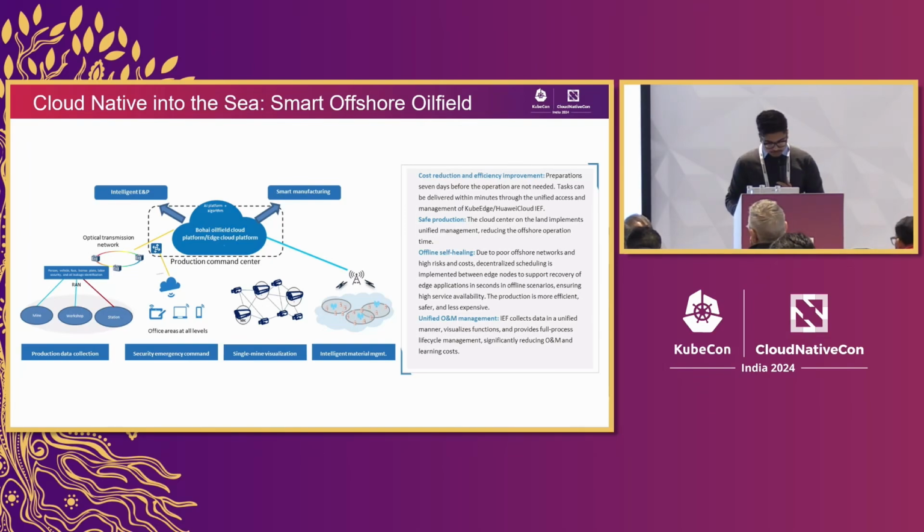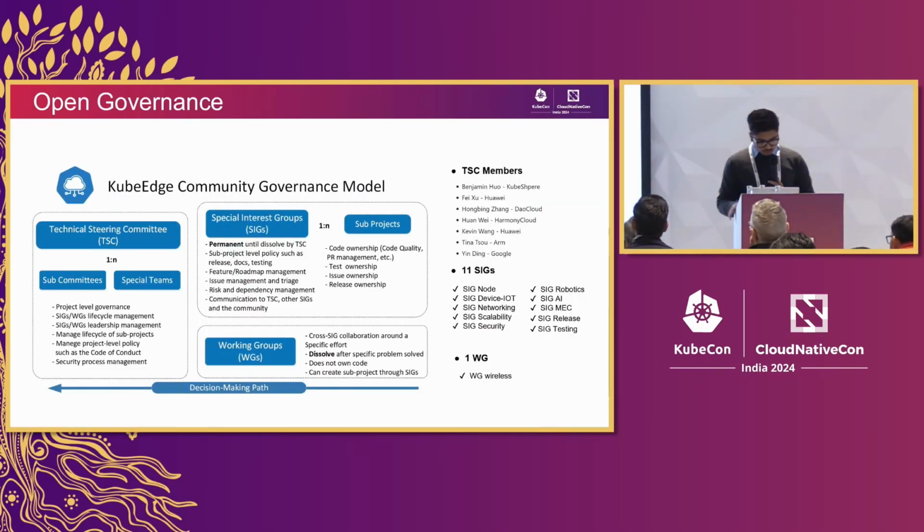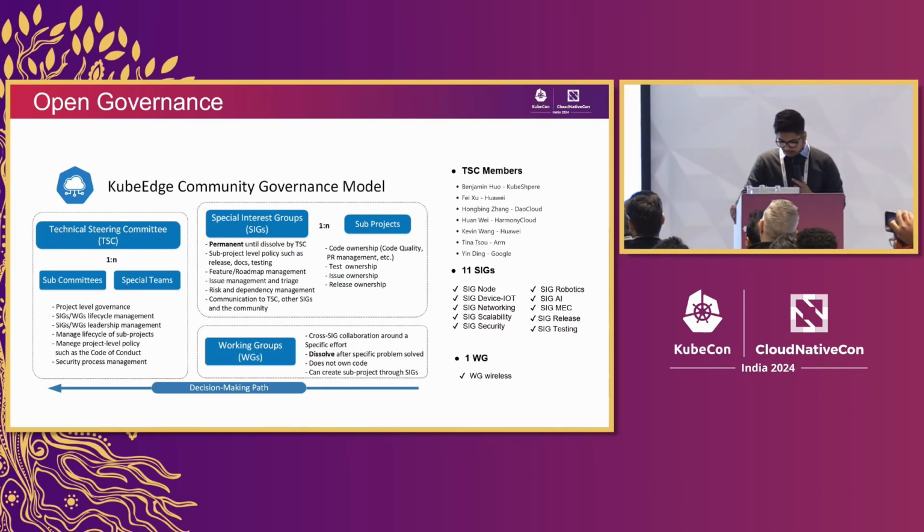I have only 8 minutes left, so I'll be quick. This is the open governance model. All the achievements KubeEdge has had are because of the open governance, the community and this governance model, which is inspired by Kubernetes. We have a TSC committee which leads the project, and we have these SIGs, you can see the list of 11 SIGs. These SIGs work on specific areas of development like node, device IoT, networking, scalability, etc. And then there are working groups which are created whenever there is a specific problem and are dissolved after the problems are solved.